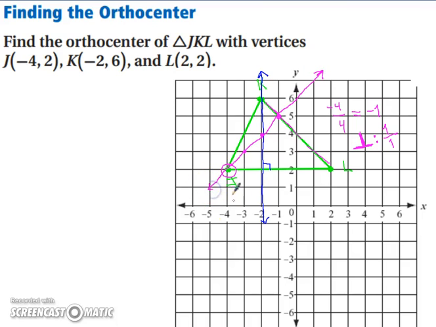Once again, using a ruler is probably best. Can't really use a ruler on a computer screen. So, now we have our orthocenter. So our orthocenter is negative 2, 4. And that concludes our lesson on medians and altitudes of triangles.